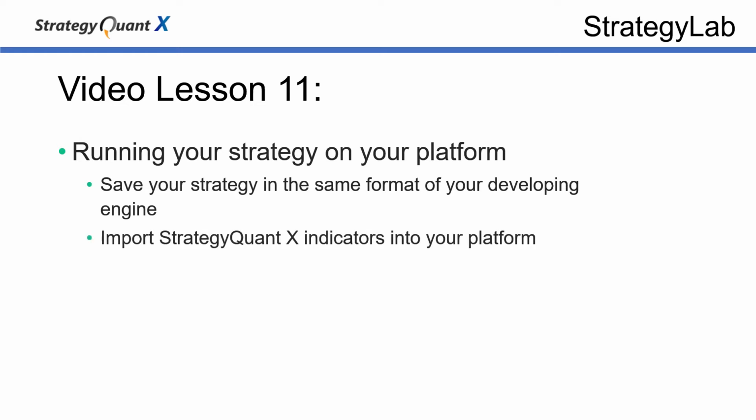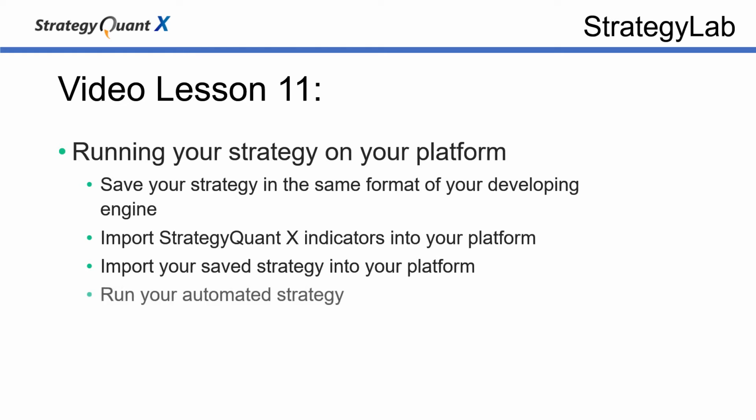Once the strategy is saved, you need to import the indicators from the StrategyQuant X folder into your platform. This is a necessary step since StrategyQuant sometimes uses faster calculations in its indicators, so therefore you need to import its indicators. Once the indicators are imported, you import your saved strategy and then you can run your automated strategy. So let's dive into the software.